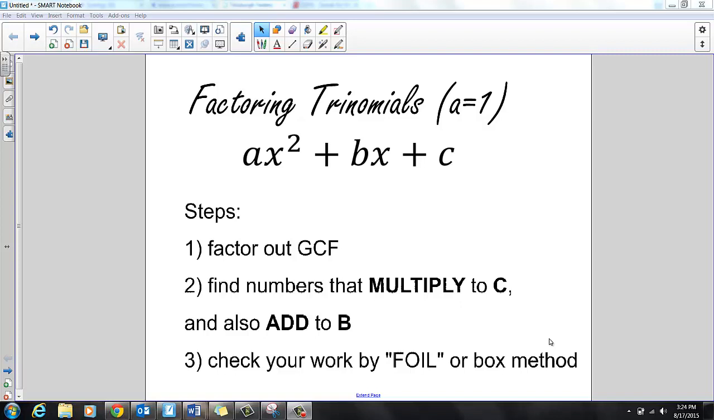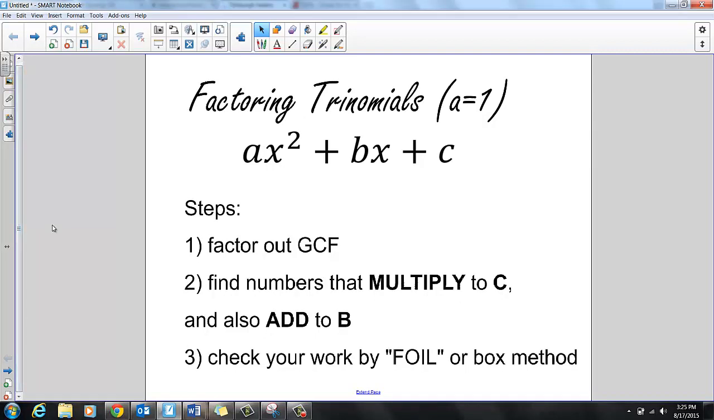Factoring trinomials when a is equal to 1. So that polynomial below, ax squared plus bx plus c, is going to be our base, or our home trinomial, the thing we will always refer back to. And when a is equal to 1, so whenever we don't see a number out here, that means a is equal to 1. And these are pretty straightforward and kind of like a little puzzle like we've talked about in class.